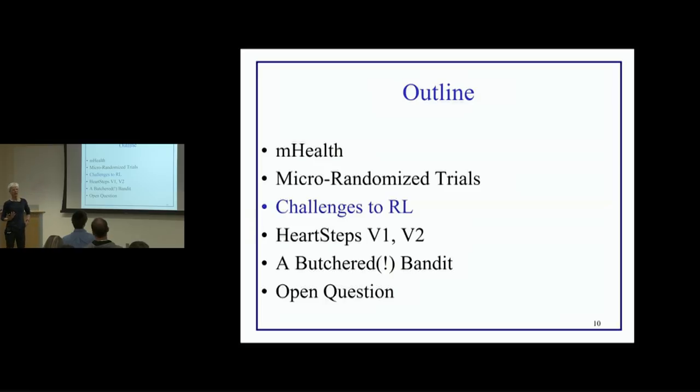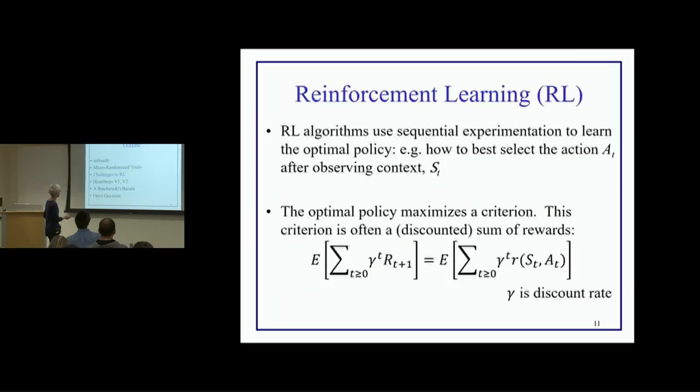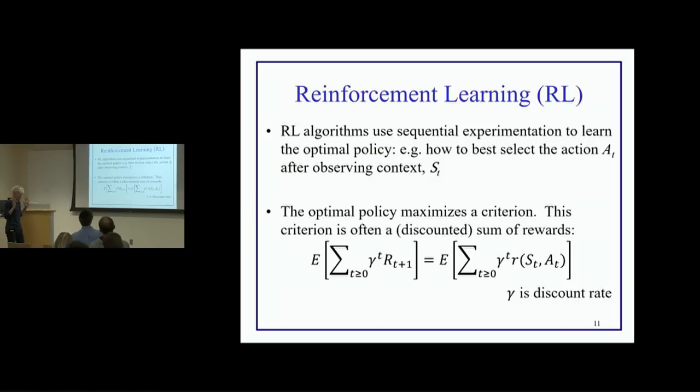So what are some of the challenges to RL when you're in this world where you want to run these studies with clinical populations? If you were at the last talk, you have some idea of this already, but I'm just going to review. When I'm a statistician and I look at an RL algorithm, what do I think? I think sequential experimentation. And the goal here is to learn how to best select the action after observing context, and you have some criterion you're trying to satisfy, and you often want to maximize a sum of rewards, possibly discounted. I have a discount rate. And in my case, it's going to be constrained as well.